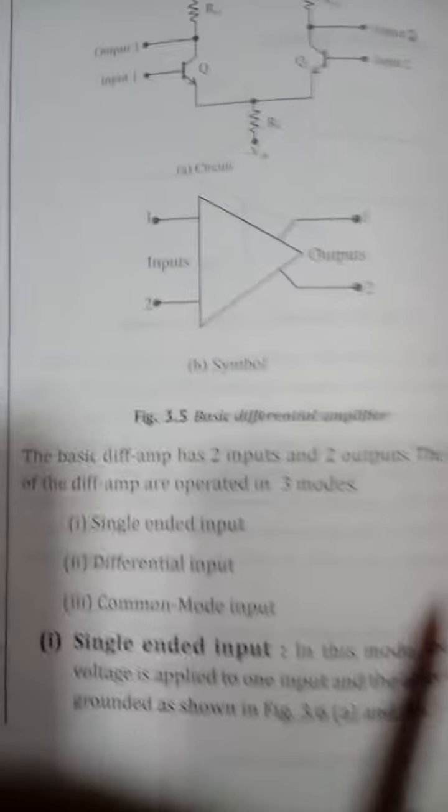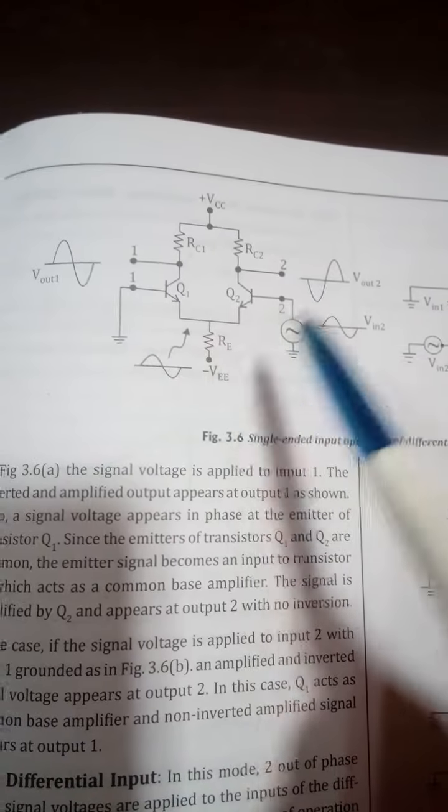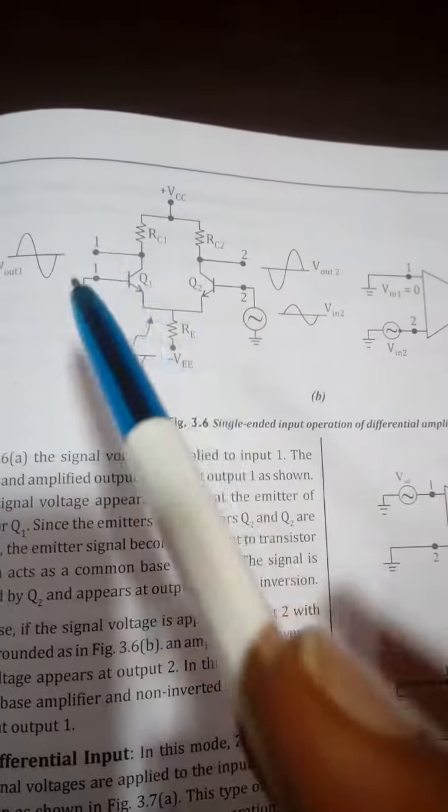There is also one more case where you're giving the input to the second terminal and the first input terminal is grounded, and similarly you're getting the output like that. Next, you have differential input. In this mode, two out of phase signal voltages are applied to the inputs of the differential amplifier, and this operation is also called double-ended input operation.